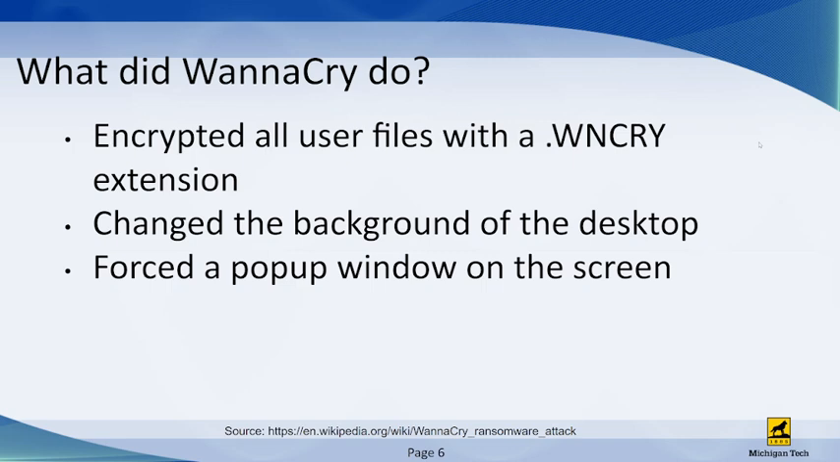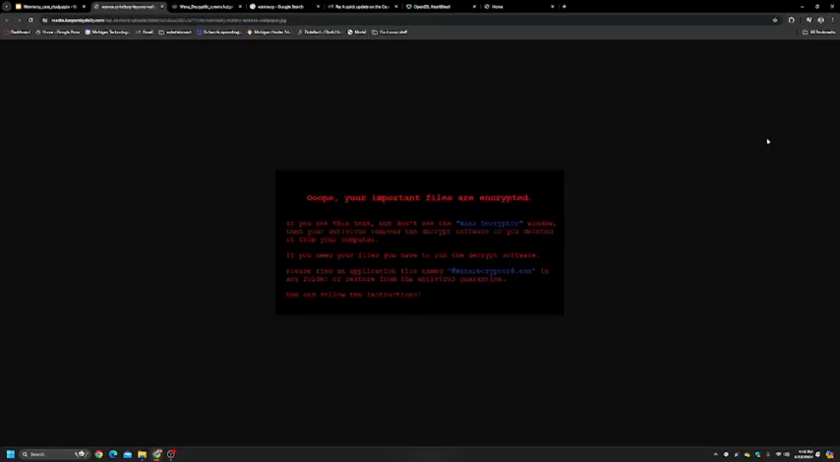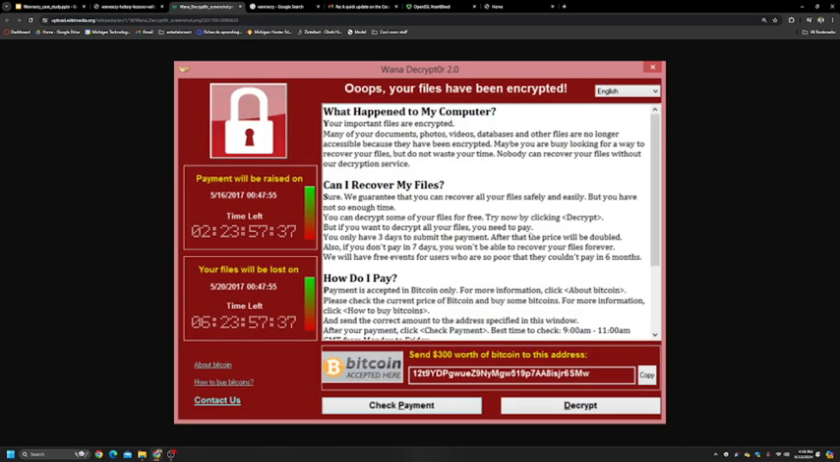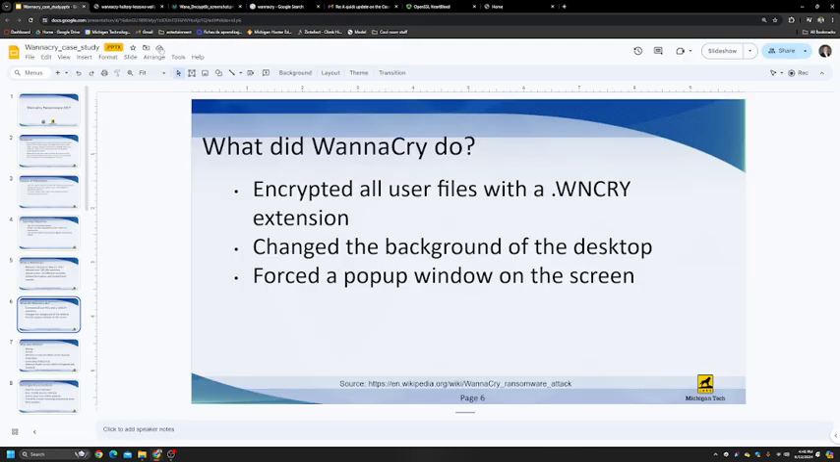What did WannaCry do? Basically, it encrypted all user files, adding a .wncry extension, and it changed the desktop background to a ransom note, which I have pulled up. It also had a pop-up window which demanded payment in Bitcoin to decrypt the files. So let's look at those two now. This would be your background right here, and this would be the pop-up. You can see here it demands $300 worth of Bitcoin to this address, and it provided general instructions on how to pay. Kind of crazy. So let's go back here.